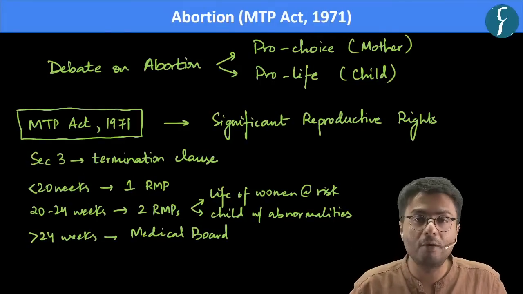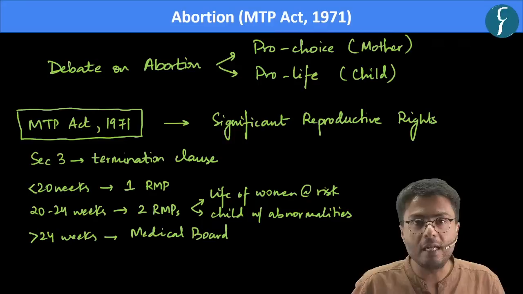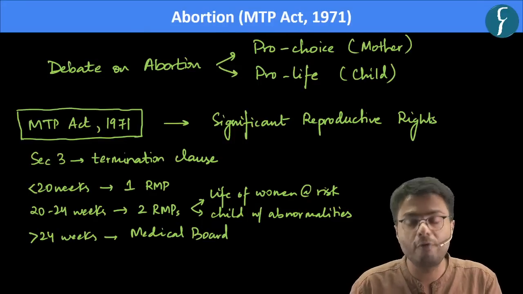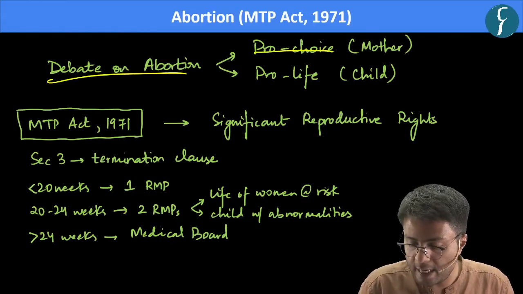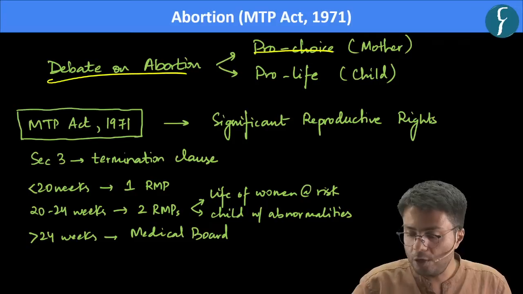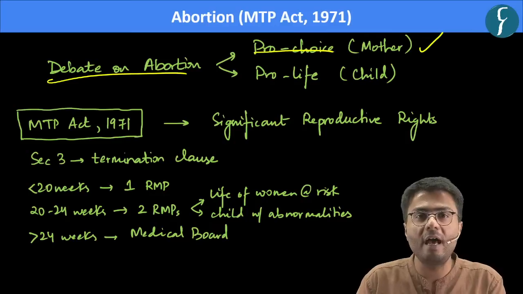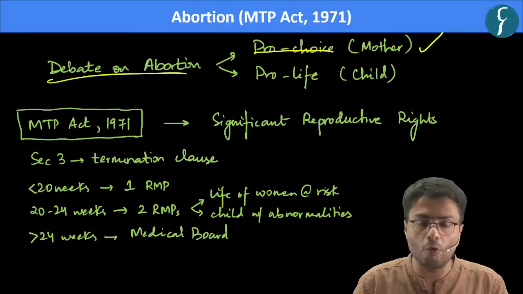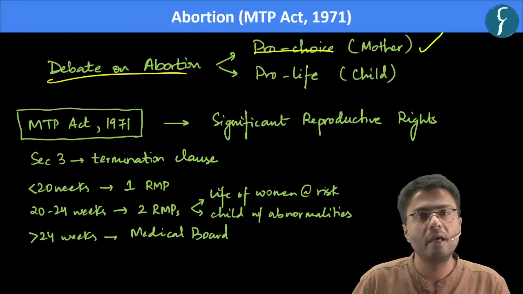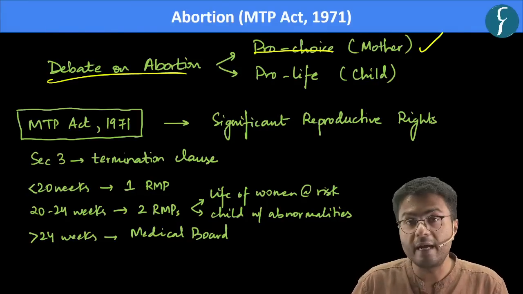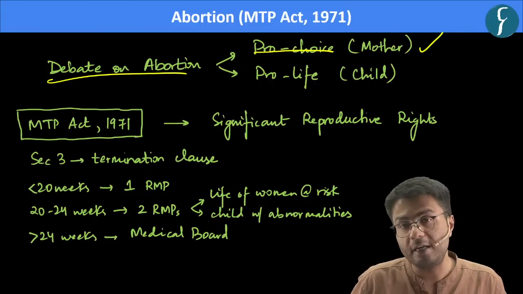Hence, let us discuss what is this Medical Termination of Pregnancies Act of the year 1971. Now, primarily, there are two sides of the debate on the issue of abortion. The first side is the pro-choice side, which encourages mothers to have certain reproductive rights. This side favors that women have complete autonomy over their own body, and hence they are free to undertake termination of their pregnancies as per their choice. And this side favors that no child should be brought into this world in case they are unwanted.